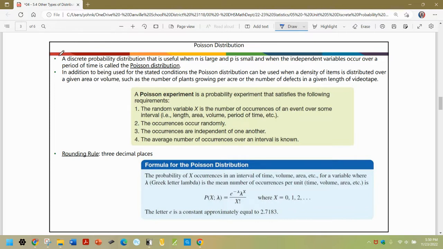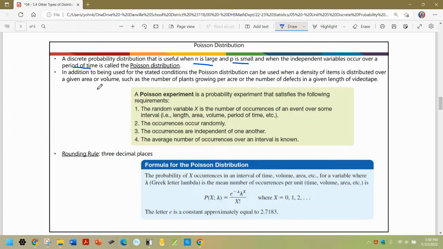Poisson. A discrete probability distribution that is useful when n is large and p is small, and when the independent variables occur over a period of time, is called the Poisson distribution. In addition to being used for the stated conditions, the Poisson distribution can be used when a density of items is distributed over a given area or volume, such as the number of plants growing per acre or the number of defects in a given length of videotape. So you're looking in a certain interval for the probability of something happening.